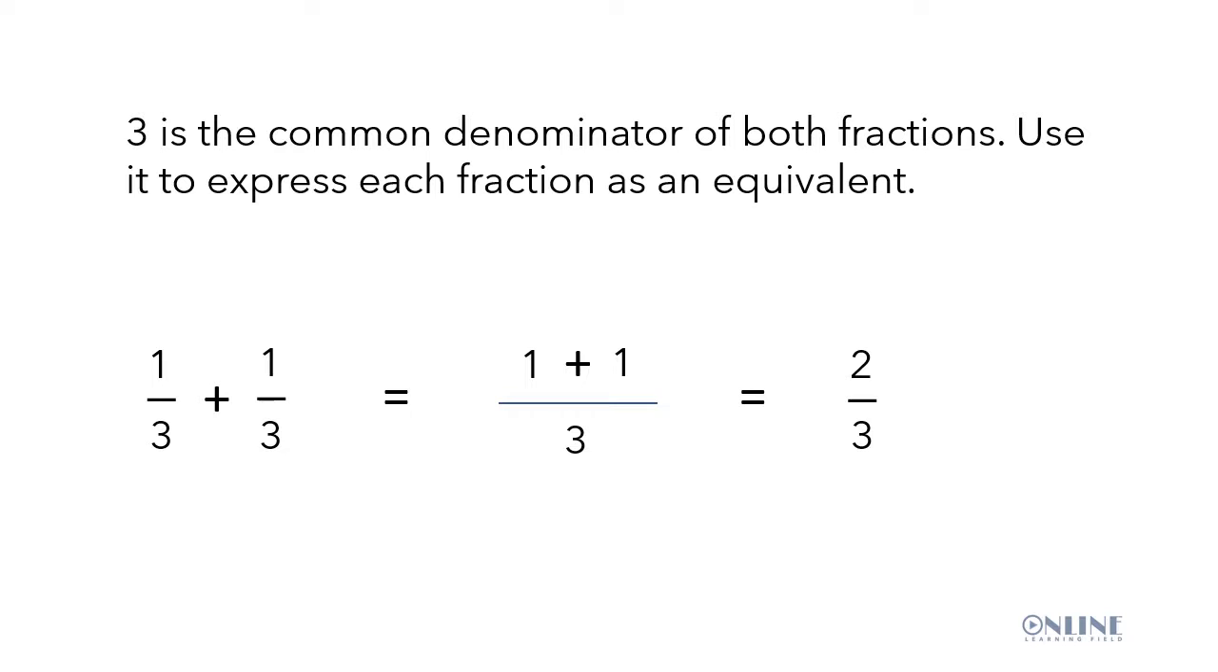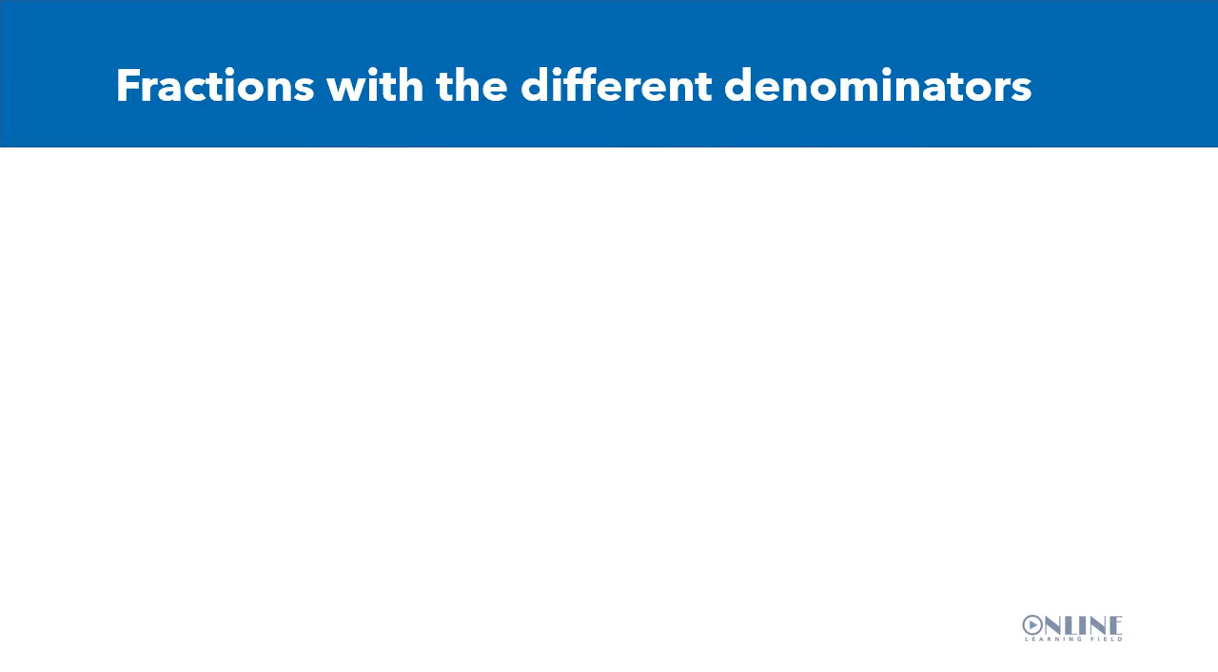So 1 plus 1 is 2, and that becomes the new numerator, while 3, which is the common denominator, remains as the denominator of the new fraction. The new fraction is 2/3. So 1/3 plus 1/3 equals 2/3.